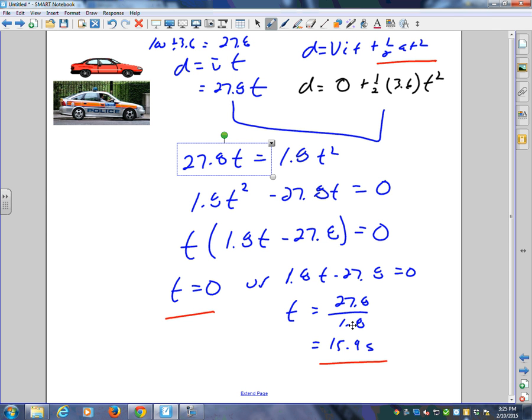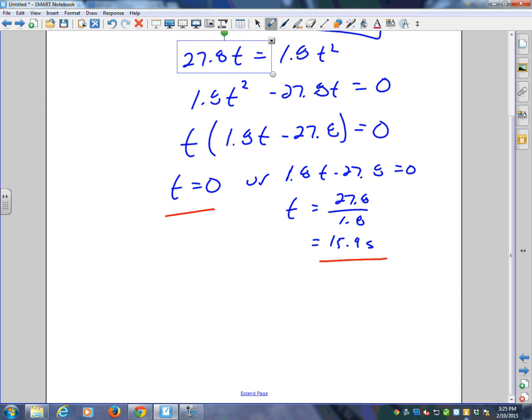Say that again, Jason. Well, I'm not sure where the stuff is. Okay, this equation right here, you guys, watch on it. 1.8 T minus 27.8 is equal to 0 is the same as 2x minus 4 equals 0. How do you solve that one, Hannah?